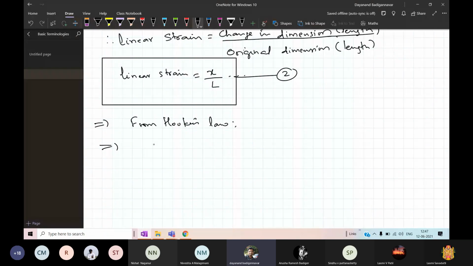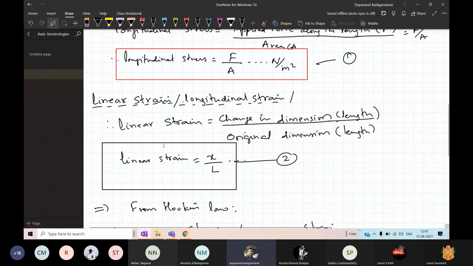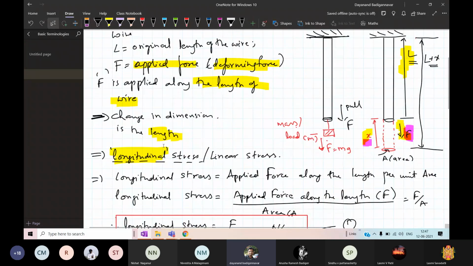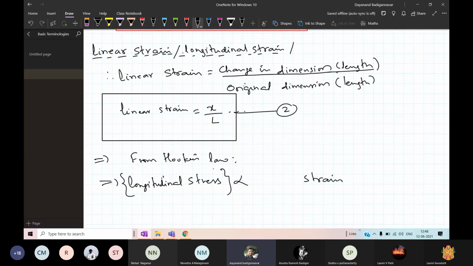The stress is directly proportional to strain. Here, what is the type of strain and what is the type of stress? Here, the type of stress is longitudinal stress. It is known as the longitudinal stress. And the strain is the linear strain.